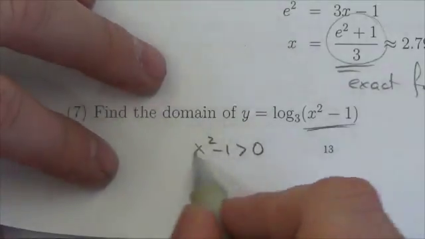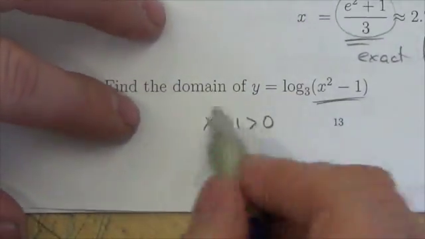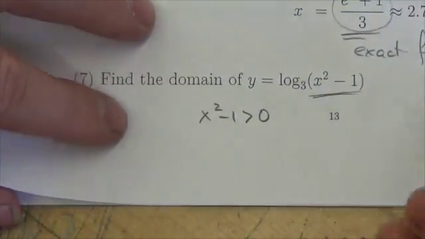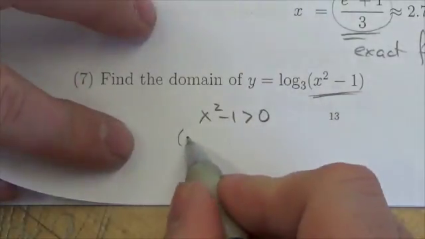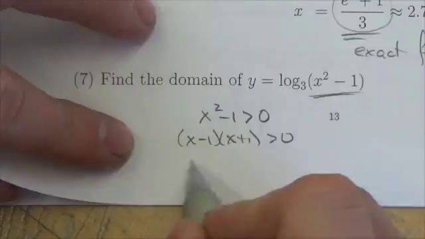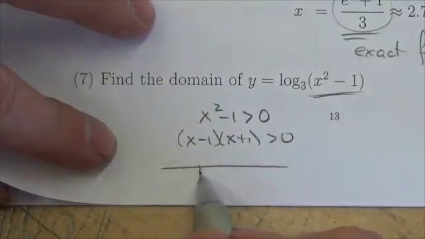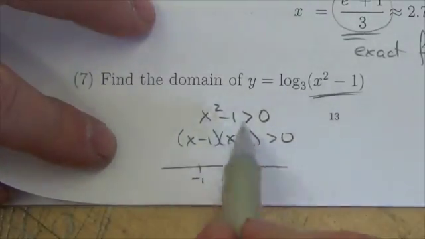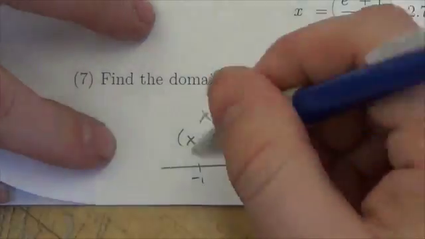Now, just think about what this is. We've solved stuff like this before. This is one of the things we looked at near the beginning of this course. Remember, this is like x minus 1, x plus 1. So I've got two x-intercepts here at negative 1 and 1. And note that this is a quadratic that opens up.